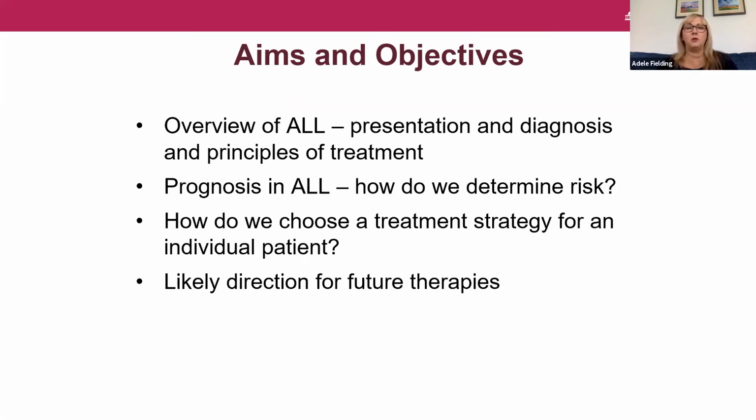And I'm going to talk quite a bit about prognosis and predictive factors in ALL because determining the risk for an individual patient is quite critical in figuring out what the right treatment is and whether somebody should have a bone marrow transplant or not. And that clearly has an enormous impact on someone's entire life. So a little bit about how we eventually would choose a treatment strategy for an individual patient.